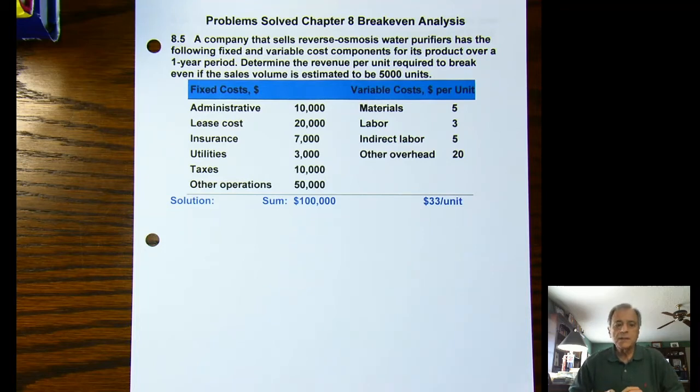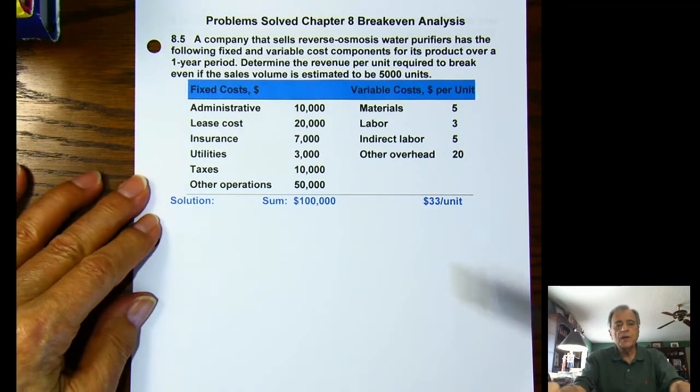Hello, in this session I'm going to work some problems in Chapter 8 and go through them in some detail so you can see what my logic is as far as solving these problems.